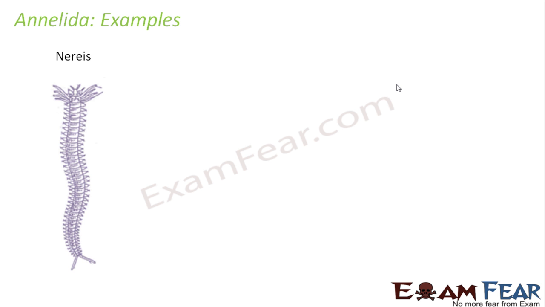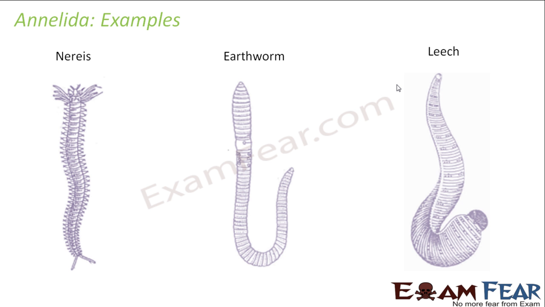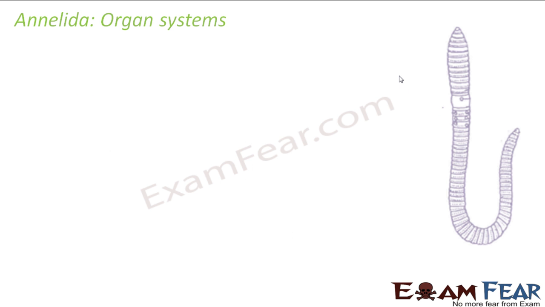Let us look at some examples. Nereis, earthworm, leech. These are some examples. Earthworm and leech are very commonly seen annelids, so I am sure you would have also seen them. Let us now talk about the different organ systems present in Annelida. Since it has an organ system level of organization, let us see what the different organ systems present in them are. We will start again with the digestive system.